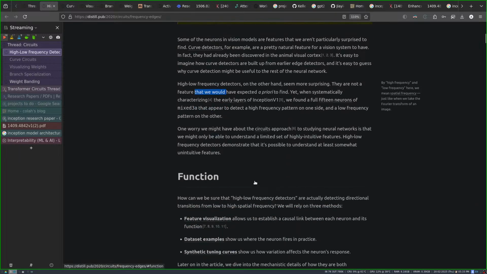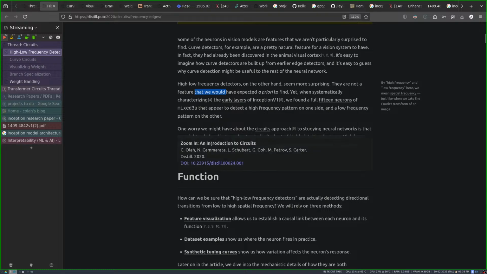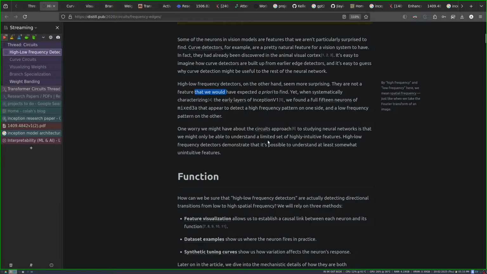One worry we might have about the circuit approach to studying neural networks is that we might only be able to understand a limited set of highly intuitive features. So it's possible to understand at least somewhat unintuitive features. Sure.